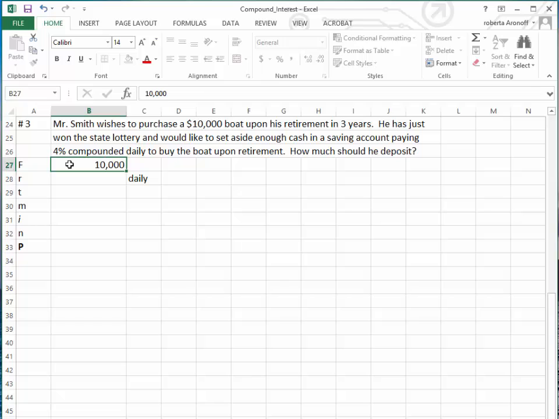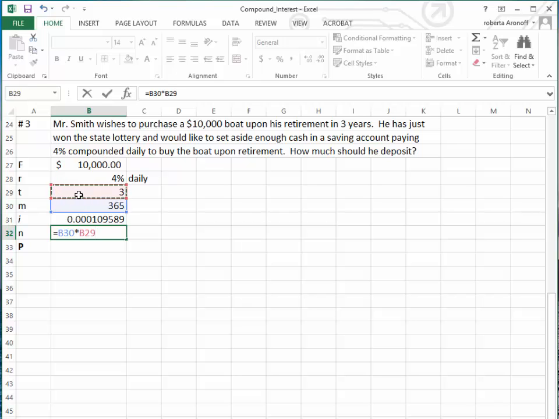Last question. Mr. Smith wishes to purchase a $10,000 boat. So I'm putting it as a number. The interest rate is 4%, compounded daily, and he's going to buy that boat in 3 years. Again, I want the $10,000 to look like money, so I just click on the dollar sign. Because it's compounded daily, that's 365 days for the year. The i is equal to the 4% divided by 365. The n is equal to the m times the t, which is the 365 times the 3.